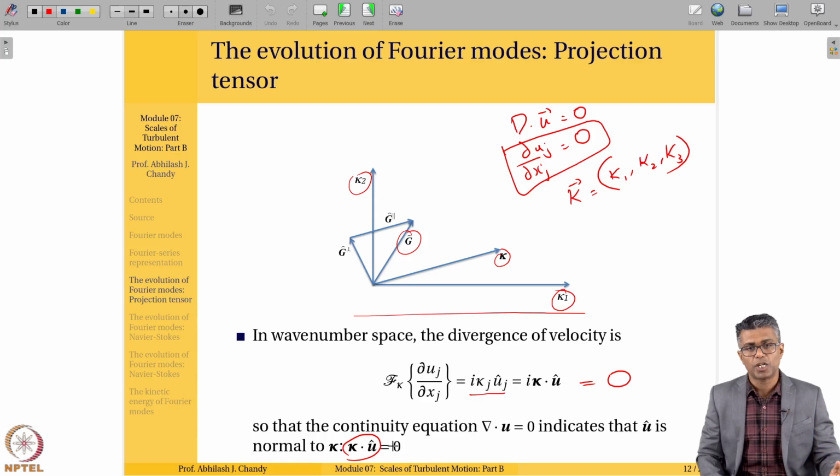Del xj uj is equal to 0, del j uj is equal to 0, or del dot u is equal to 0 is your continuity equation in physical space. Kappa dot u is equal to 0 is your continuity equation in Fourier space.